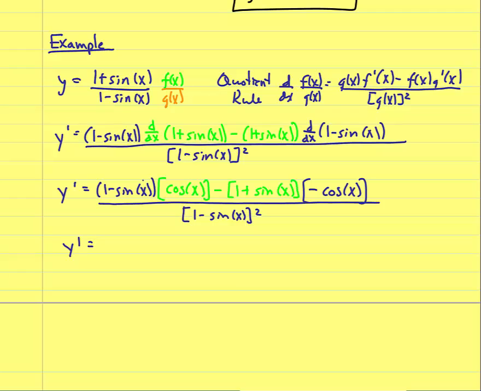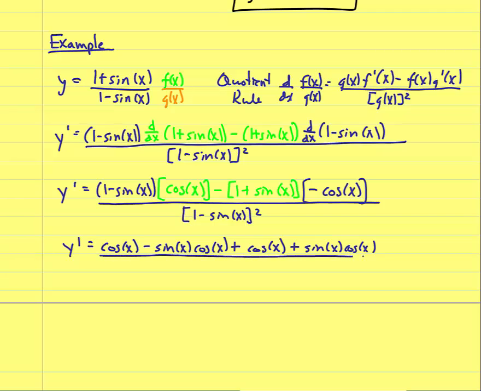So I'll take the cosine and distribute. So I'll have cosine of x times 1 is cosine of x minus sine x times cosine of x. Okay, now I'll have a negative cosine, and then I'll have times 1 times another negative. So that's going to give me a positive cosine of x. Now here I'll have a negative sine of x times a negative cosine of x will be a positive sine x cosine of x. And this is all over 1 minus sine of x quantity squared.